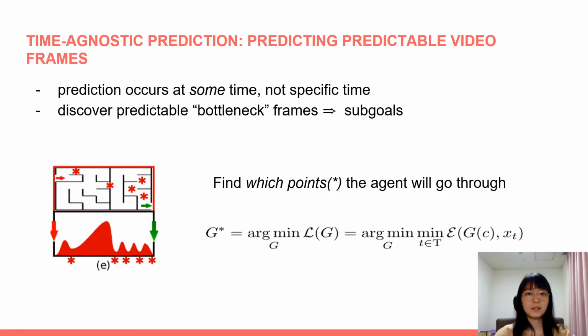Our second paper is Time-Agnostic Prediction, predicting predictable video frames. Time-agnostic prediction tries to discover predictable bottleneck frames rather than predicting at regularly spaced time frames. Predictor G takes context frames as input and produces a single frame GC. Then only the frame of the smallest loss is backpropagated. Since the smallest loss means the lowest uncertainty, the repeatedly backpropagated frame becomes a predictable bottleneck.